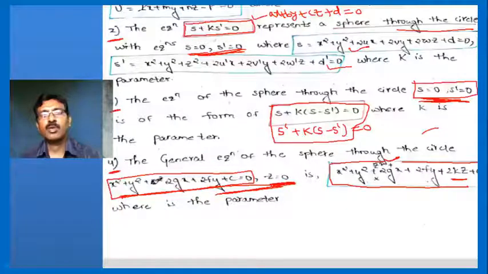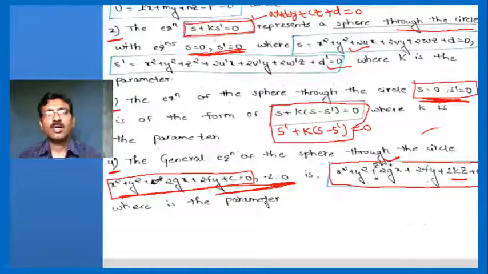You have to remember these 4 formulae to find the equation of a sphere passing through the given circle. Here circles are given in different forms: a sphere and a plane form, 2 sphere forms, and a cylinder and a plane form. A circle may be in any of these 3 forms.